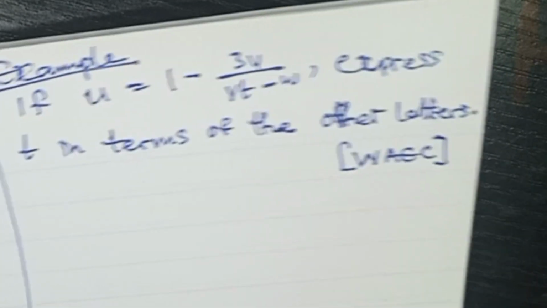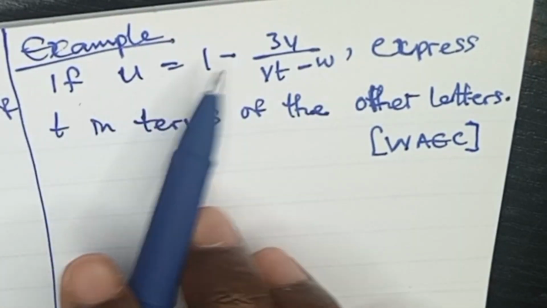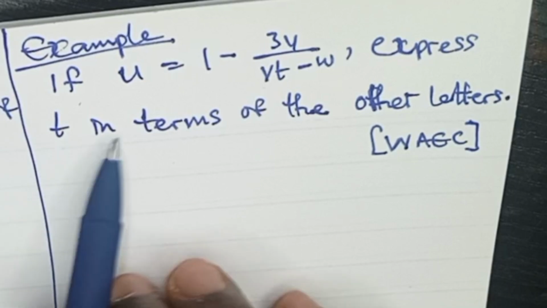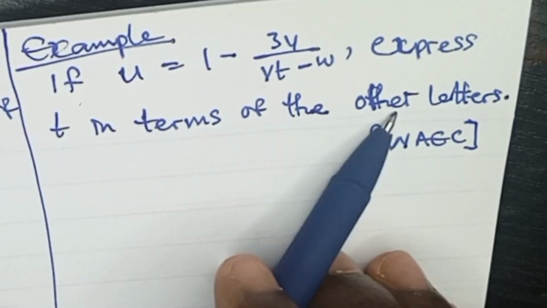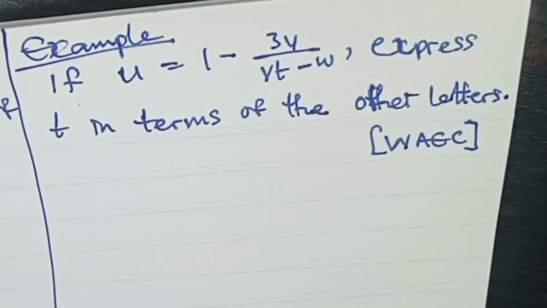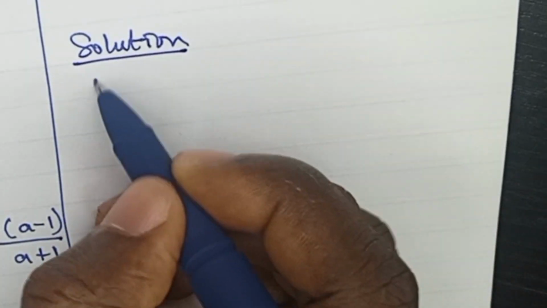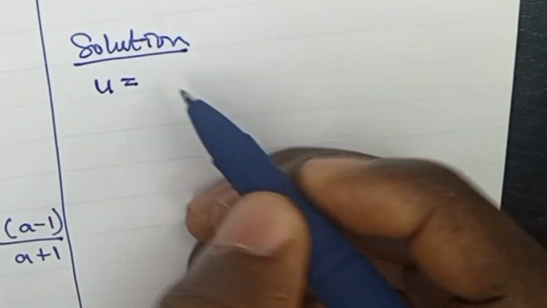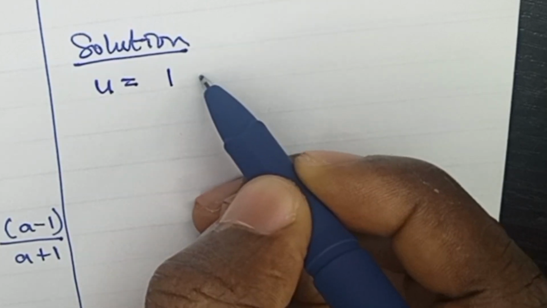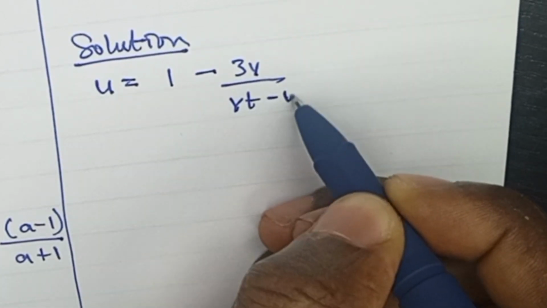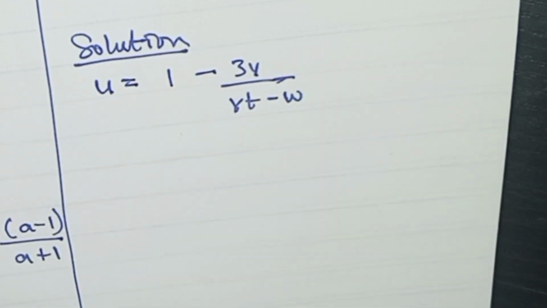Okay, this is also a question. So let's look at it. It says, if u equal to 1 minus 3v all over vt minus w, express t in terms of the other letters. Still the same thing as make t the subject of formula. Solution: u equal to 1 minus 3v all over vt minus w.